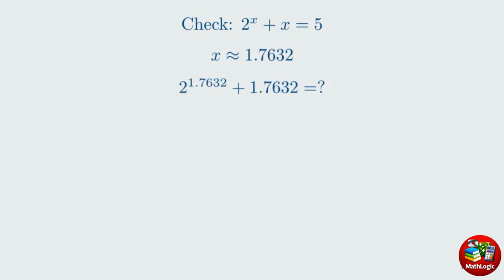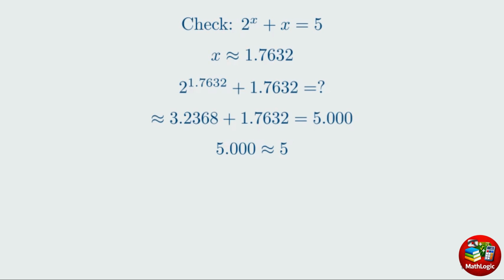It's always a good idea to check your answer by plugging it back into the original equation. Since we used an approximation, we shouldn't expect the left side to be exactly 5, but it should be very close. Let's check our approximate solution. x is about 1.7632. We'll substitute this value in: 2^1.7632 + 1.7632. If you calculate this, you get approximately 3.2368 + 1.7632, which equals 5.000. The left side equals 5.000, which is extremely close to the right side, 5. This confirms that our graphically estimated solution was correct.